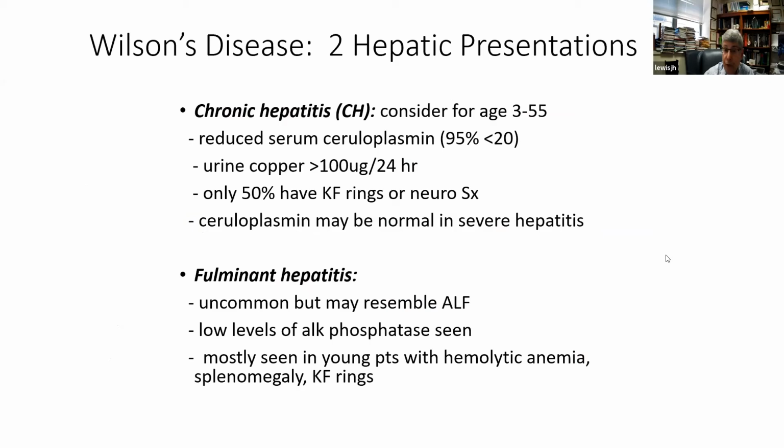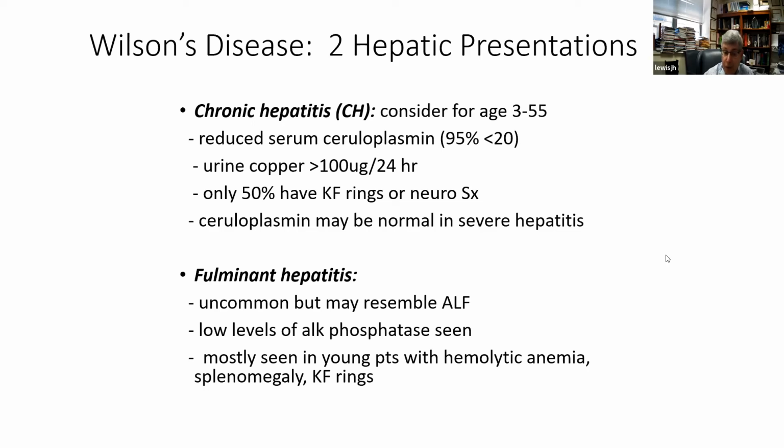So the two presentations, the chronic hepatitis: a urine copper level is part of the diagnosis if it's greater than 100 micrograms in 24 hours. If they've got Kaiser-Fleischer rings, only 50% with the liver disease may have them. And the ceruloplasmin may be normal in some of these patients.